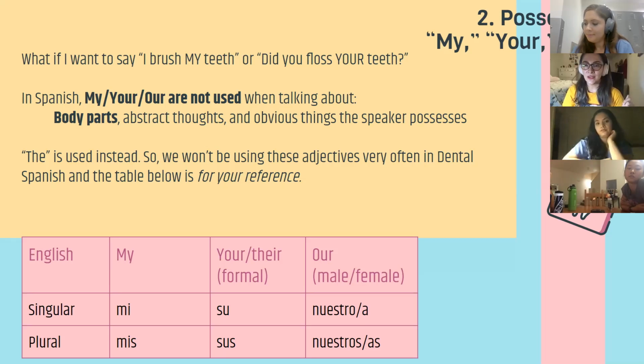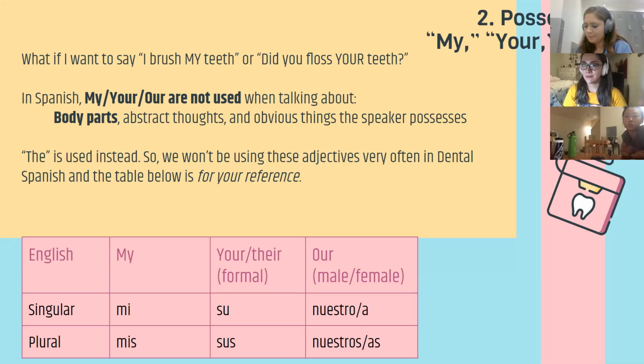Then if you want to say, for example, your book, but you want to be a bit more formal or respectful, like if your patient's older than you, you would say su libro, your book. And then nuestro or nuestra. Again, if something's feminine or masculine, right? So nuestro would be masculine, feminine, nuestra. So nuestro libro, our book.